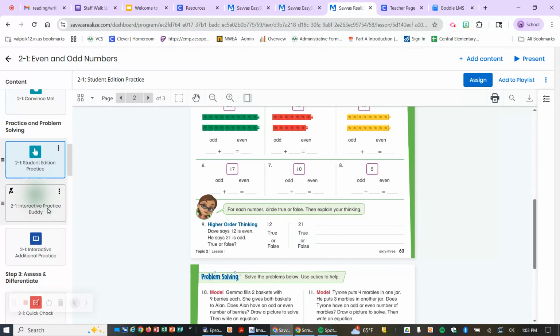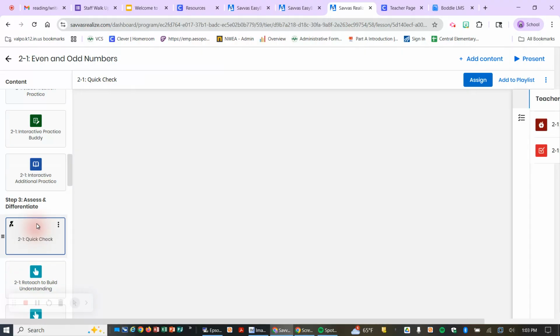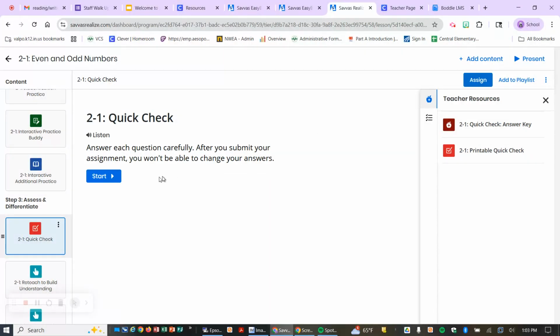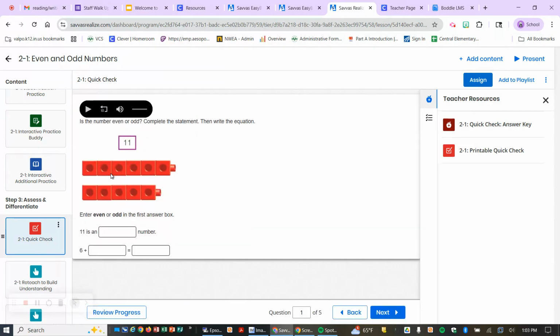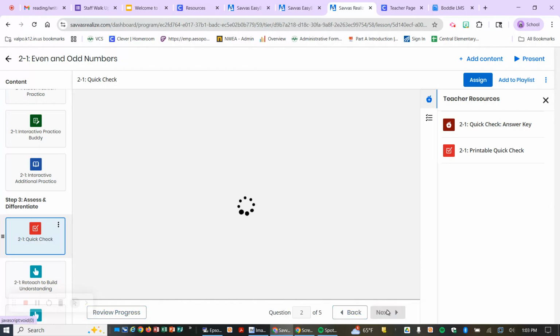Let's take a look at our quick check. Number 1. Is the number even or odd? Complete the statement. Enter even or odd in the first answer box. So you need to type even or odd. And then you need to write a number sentence. There are 6 blocks here, plus how many blocks are here. You need to write how many blocks are right here in this box and the answer. Take your time and do your best.